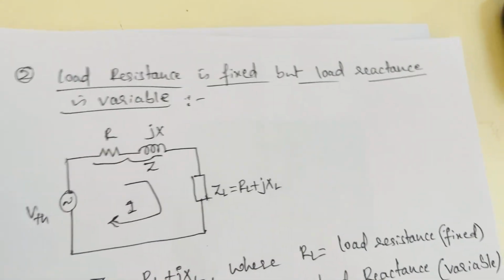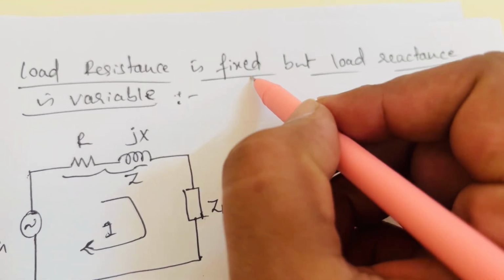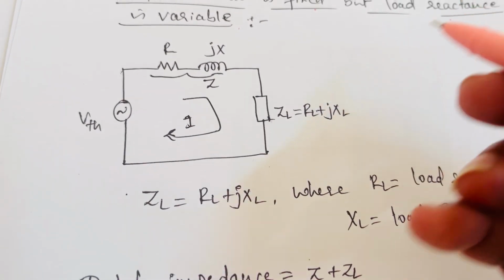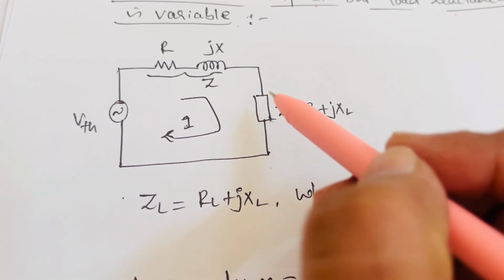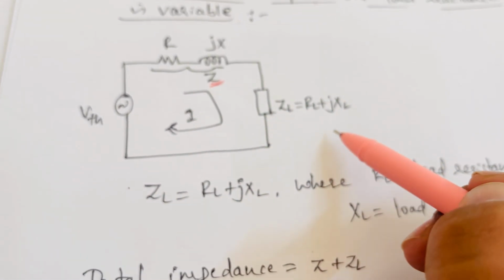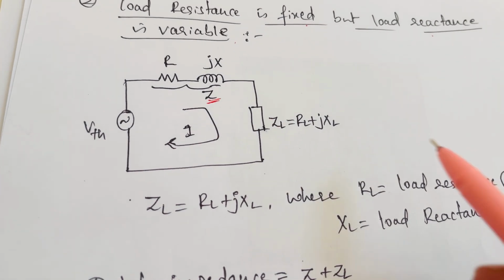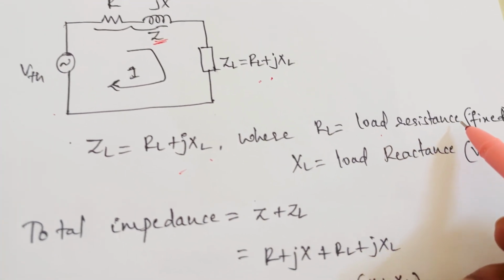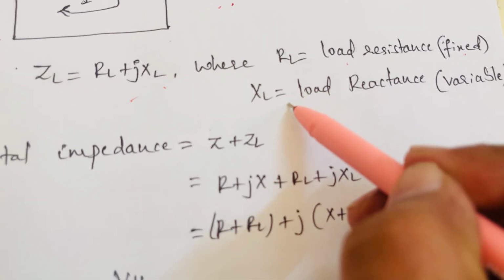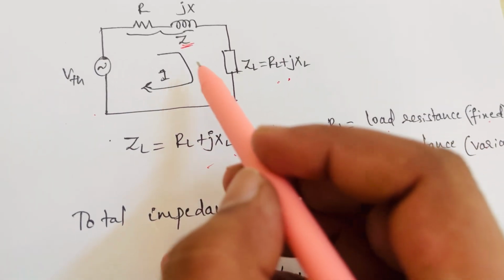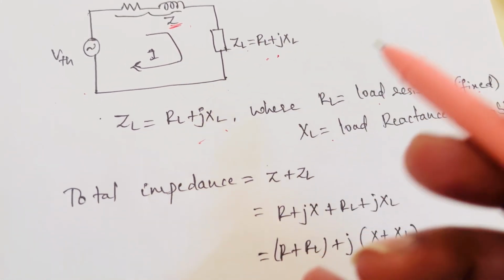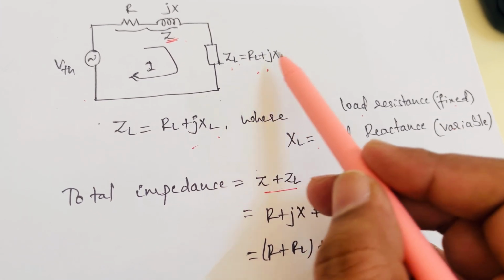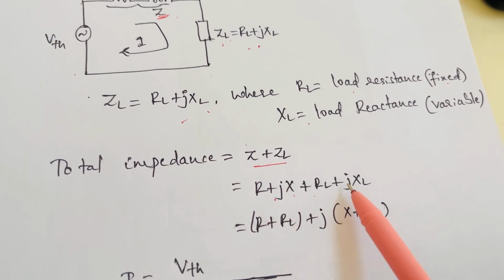Similarly, if the load resistance is fixed but the load reactance is variable, for an AC circuit, for the same circuit R plus jx, I am writing that as Z now, and the load is ZL. So this ZL is given by RL plus jXL. RL is the load resistance and it is fixed. XL is the load reactance, it is variable, so the total impedance is Z plus ZL. You know Z is R plus jx, ZL is RL plus jXL.